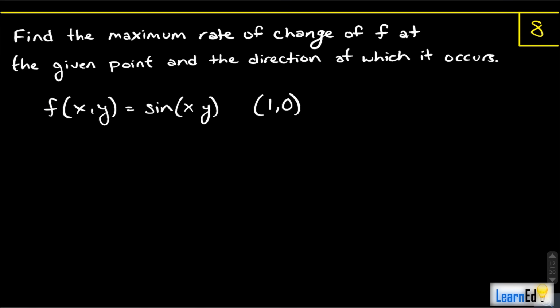So for number 8, we want to find the maximum rate of change of f at the given point and the direction at which it occurs. Our function is of two variables, x and y, and it's sine xy, and our point is (1, 0). So we're trying to find the maximum rate of change of f. What are we looking for then? What's that value called? It's the gradient.